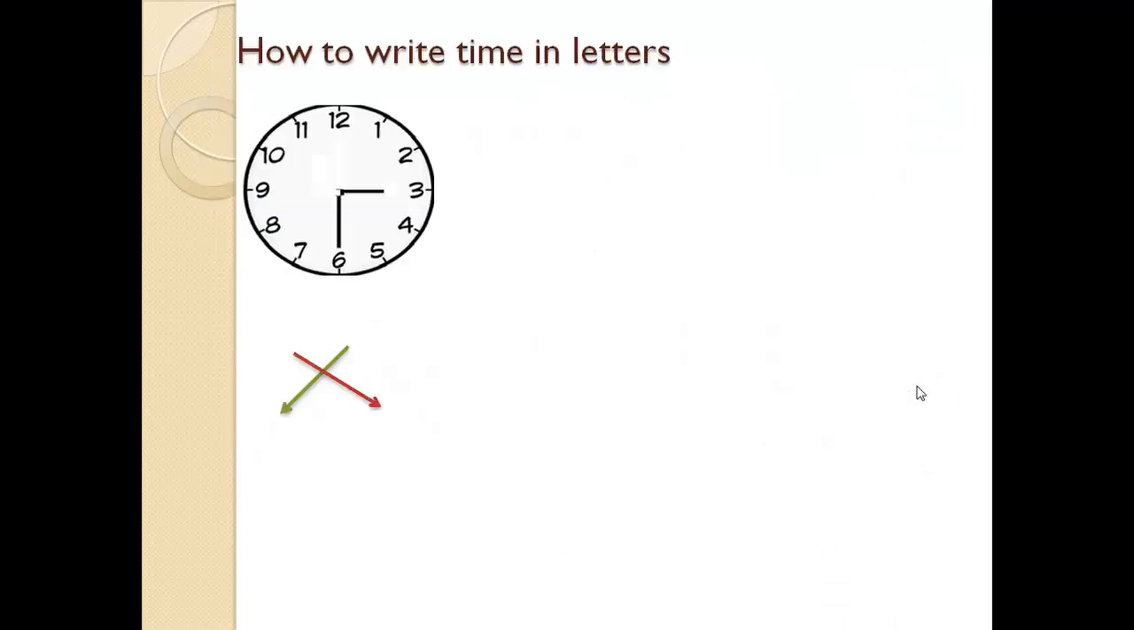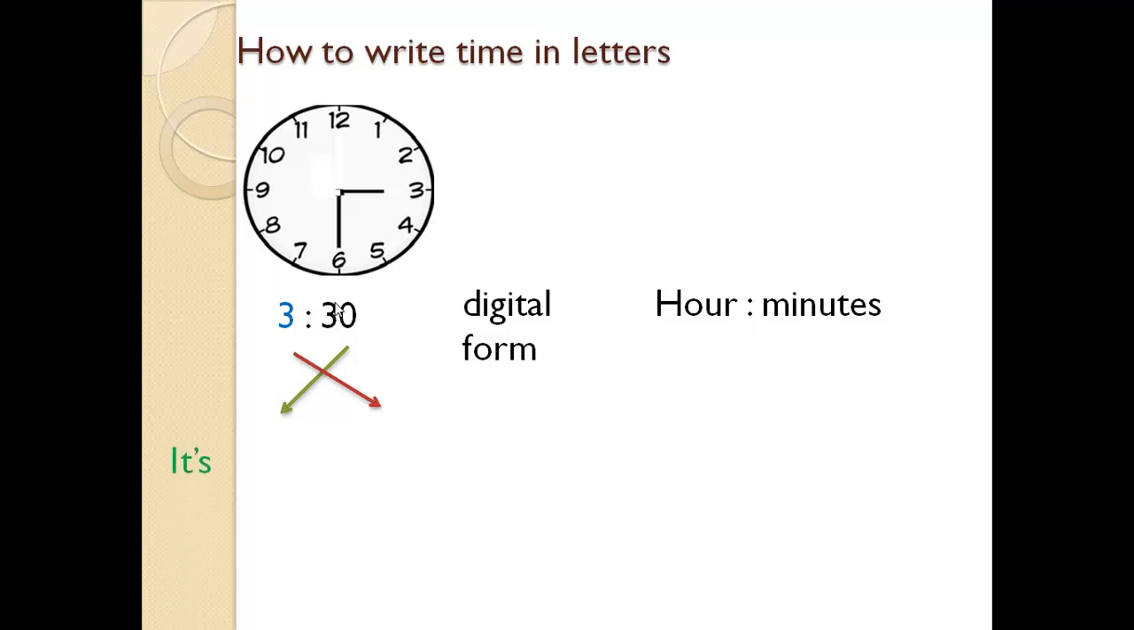Okay? How to write time in letters? This time, what time is it? The short hand indicates 3 and the long hand is at 6. How many minutes here? 30. So the digital form is 3:30. In the digital form, we write hour, then minutes. In letter form, it changes. Write minutes, then hours. 30, then past or to.